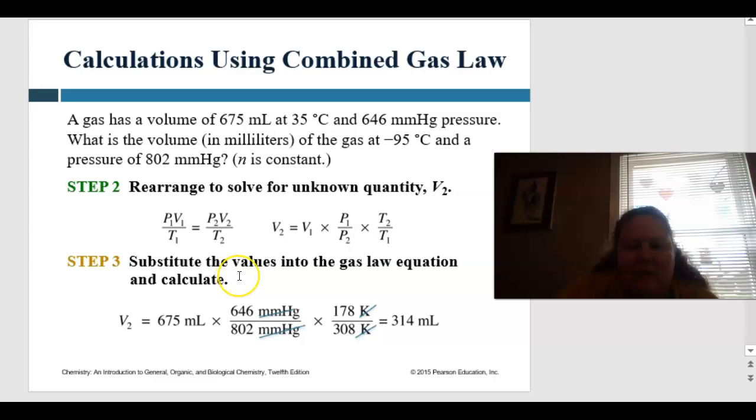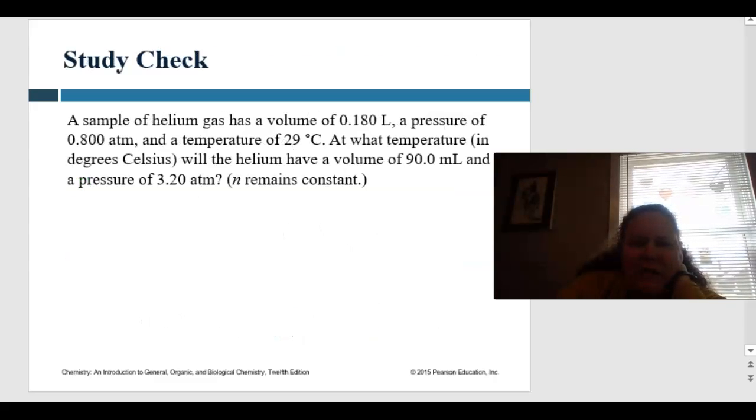So step 3, let's substitute in those values into the gas law equation and calculate. V2 is going to be 675 milliliters times 646 millimeters of mercury over 802 millimeters of mercury. Millimeters of mercury are going to cancel out. Then we're going to have 178 kelvins over 308 kelvins. Kelvins cancel out, and it ends up giving us 314 milliliters. All right, so let's try it again. Pause me and come back.